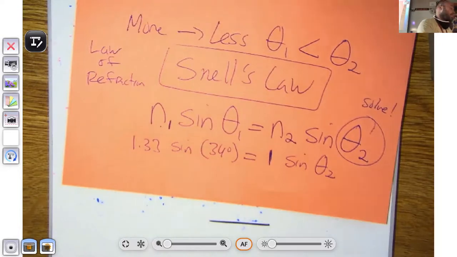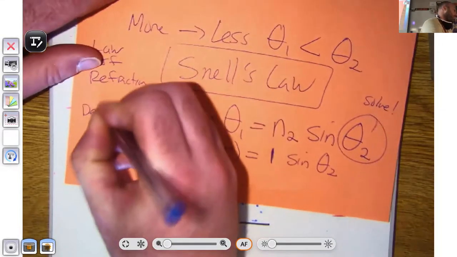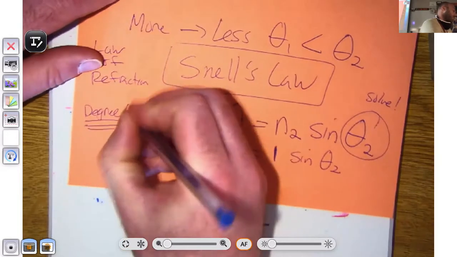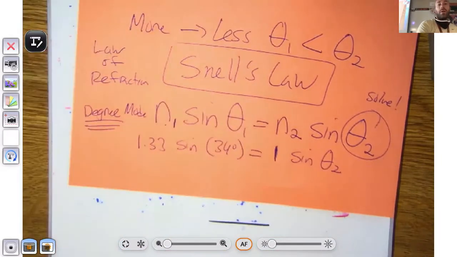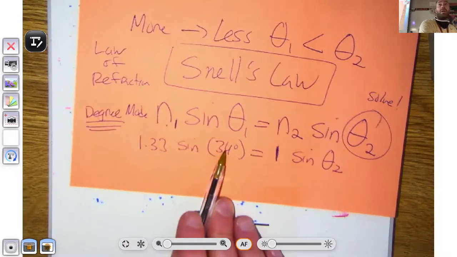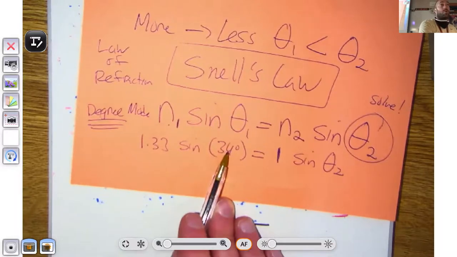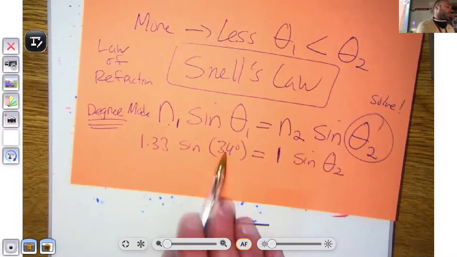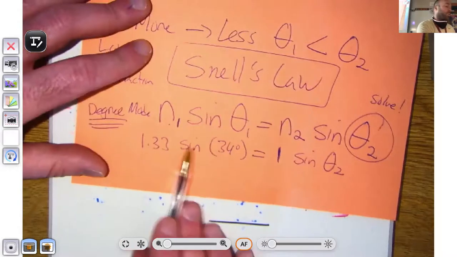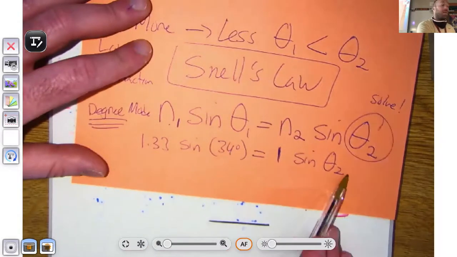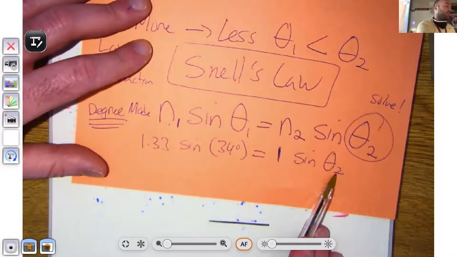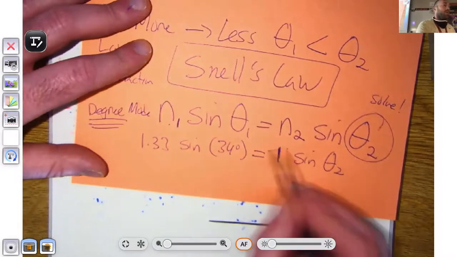Now, a couple of things. Make sure, please, please, please, that your calculators are in degree mode because we measured our angle in terms of degrees. For those of you that are in pre-calculus right now, you might be doing unit circle stuff and doing it in terms of radians, but double check your calculator, make sure that we're in degree mode. All right, so it looks like we have 1.33 times the sine of 34 is equal to 1 times the sine of angle 2. Well, 1 we can just get rid of, right?